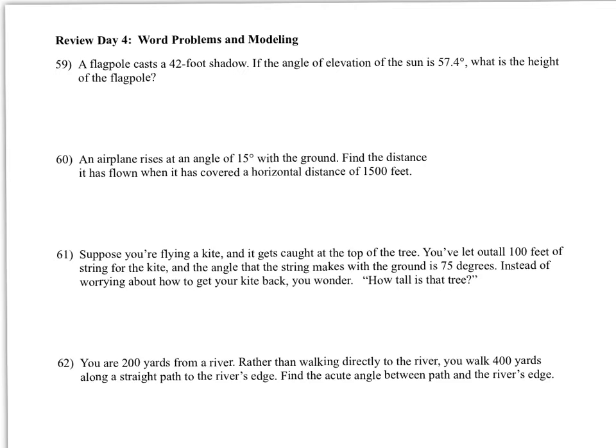Hey guys, this is section 4 for our review, and here we're talking about word problems and modeling. For number 59, we're looking at a flagpole casting a 42-foot shadow. If this is our flag, the shadow is going to come somewhere like this. There's your 42 feet. The angle of elevation of the sun is 57.4 degrees. What is the height of the flagpole?